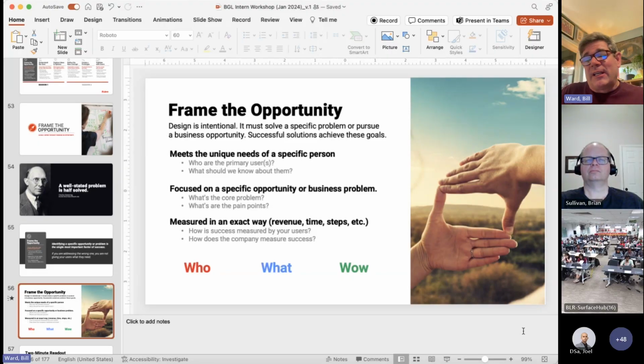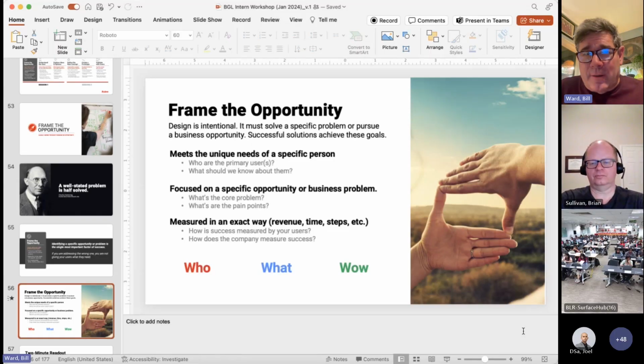Successful solutions achieve these goals. So the first thing we need to do is meet the unique needs of our specific person. Who's the primary user? What should we know about them? Next, we need to focus on that specific opportunity or business problem. What is the core problem? What's the pain point we're trying to solve?